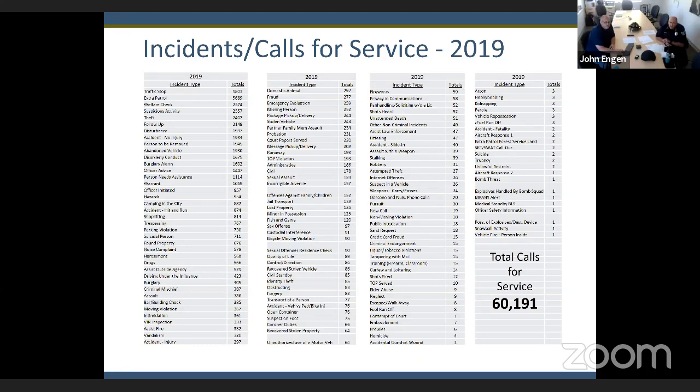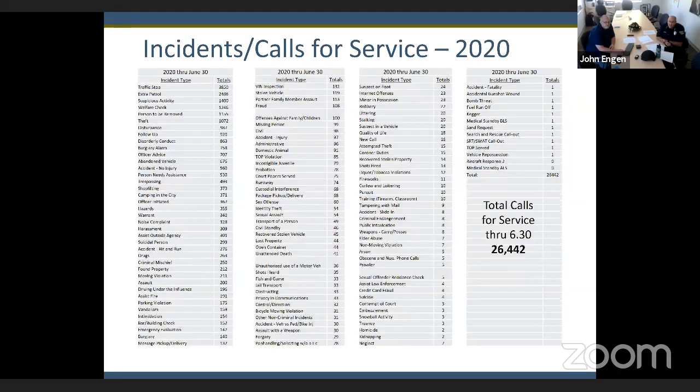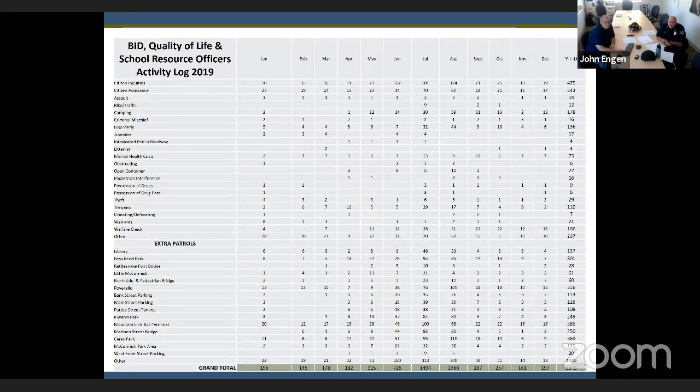I'm not going to go through this, but you will have this information available to you because there's a lot of data there. You will see the types of calls for service that we have responded to or self-generated, and you'll be able to take a look at that information to see where all of those calls and enforcement activities have taken place. And then same thing for 2020. This will be provided to you so you can take a look at it to make sure that you understand our calls for service.